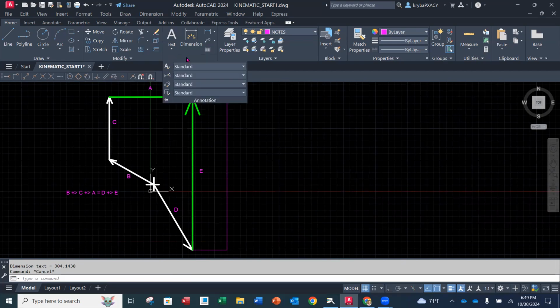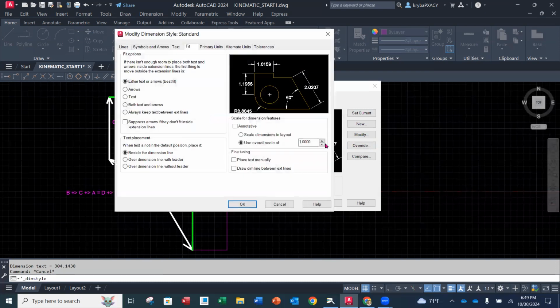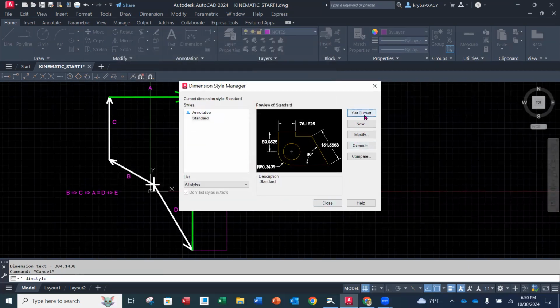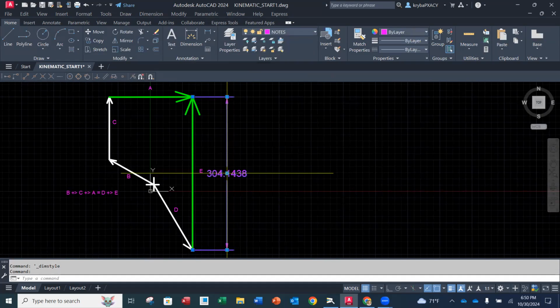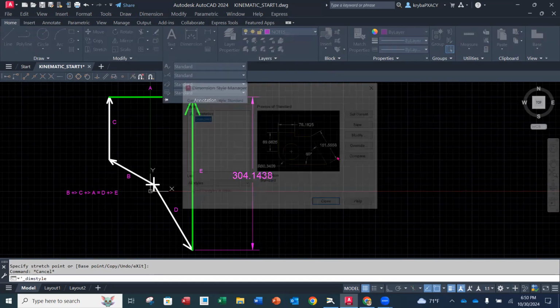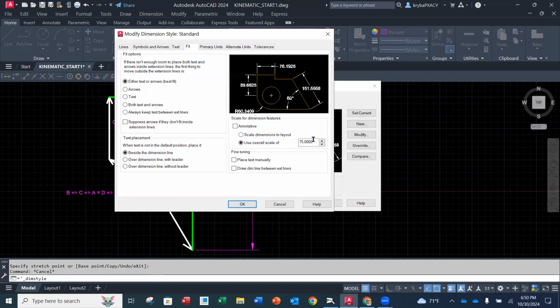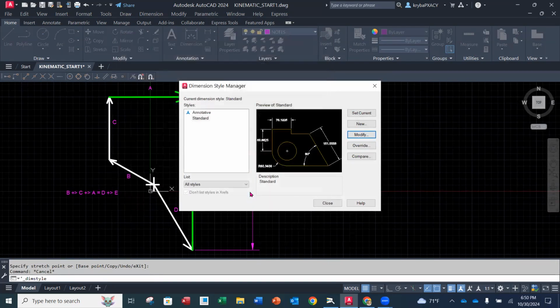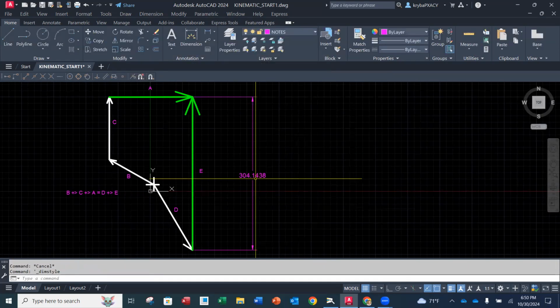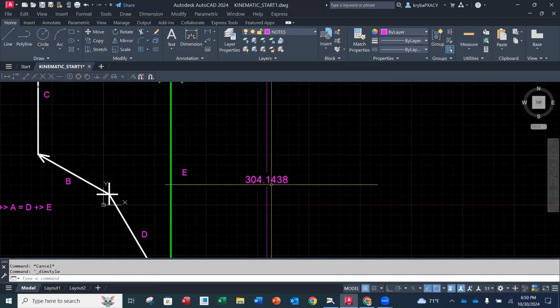To be able to see it, I've got to go to annotation, dimension, style manager, modify. I'm going to do, what do you think? 75. See what that looks like. Set as current, close. Ooh, I'm going to leave it. Probably could get by with 50, I think. Now I'm going to change it to 50. Dang it. Oopsie, not override. I want to modify. And I want to change it to 50. I think that'll be a better size. Close. There we go. Yeah, much better size. So the magnitude of E in this case is 304.